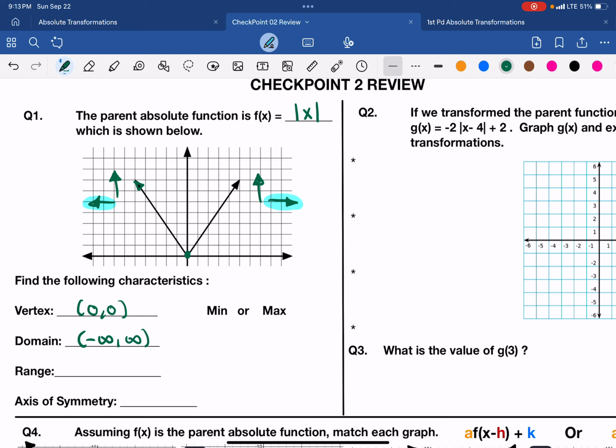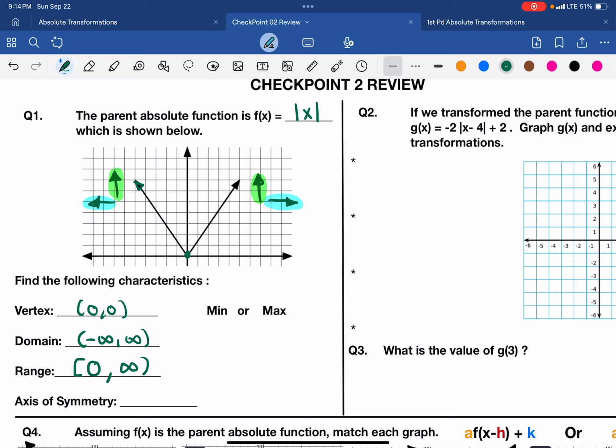Range. Range is up and down. You see the arrows here. It's going up, and it's going up. It means they're both going up, so there has to be such a thing as a lower value, and that's located at the vertex, the 0. It's part of the graph, so bracket towards positive infinity.